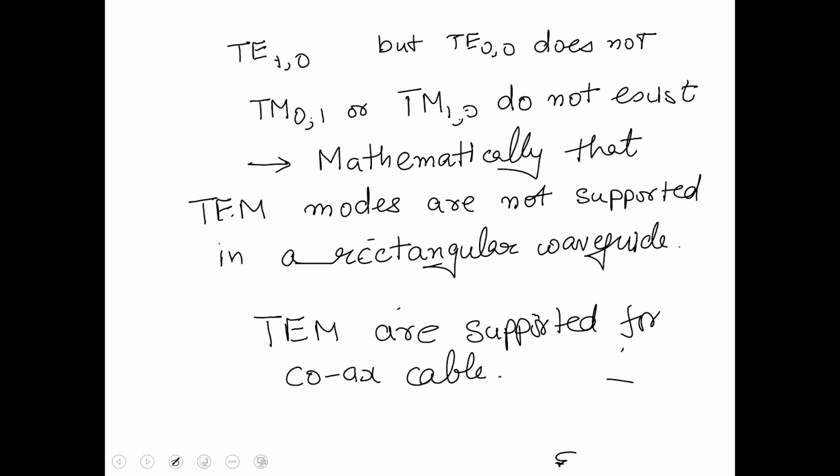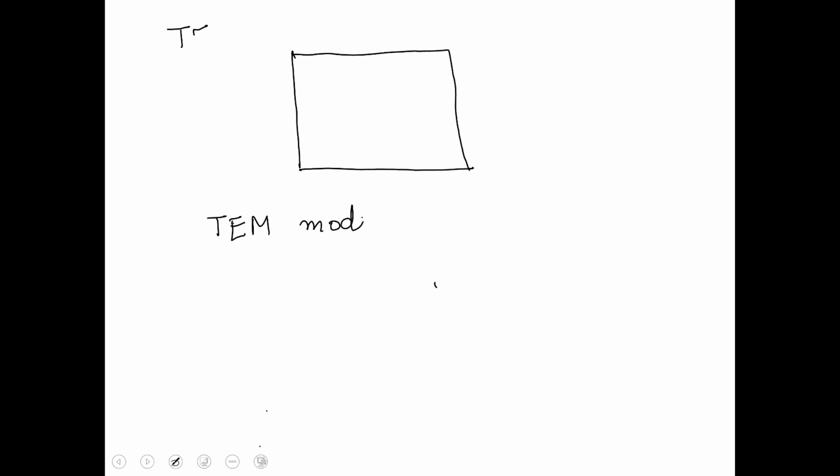So to understand this, let's look at the geometry. We have said that we have a rectangular waveguide, and for TEM mode, HZ should be 0 and EZ should be 0. If HZ is 0, that means only HX and HY components can exist.